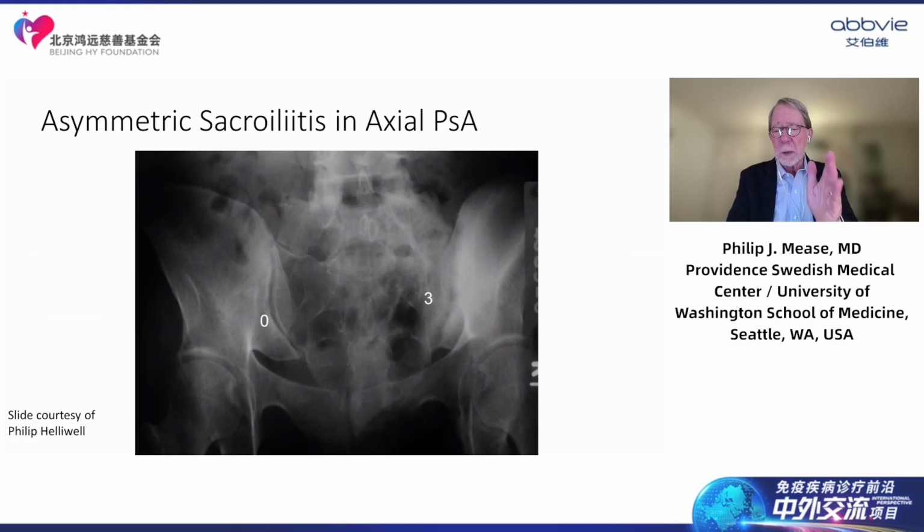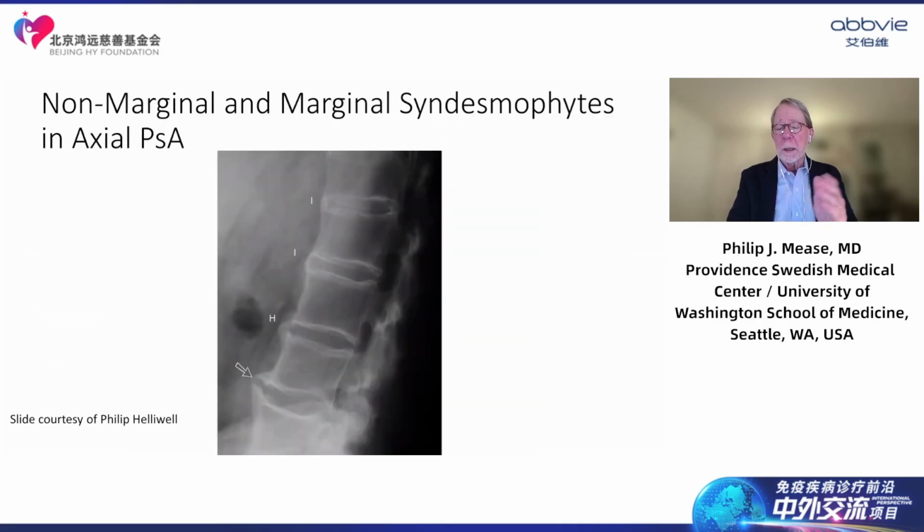As you look at the image on the left-hand side, which is the patient's right sacroiliac joint, there is no involvement at all. Whereas on the left, they have significant involvement with periarticular sclerosis and some degree of ankylosis. The other feature that's intriguing about axial psoriatic arthritis is depicted in the lower part of this X-ray, in which we see these large, chunky syndesmophytes.